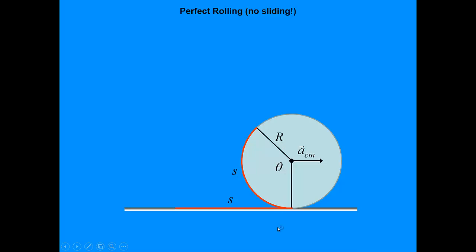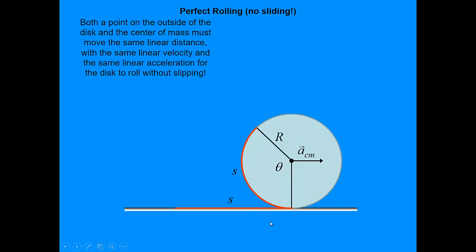And we can do a similar kind of thing with the velocity of the center of mass and with the acceleration of the center of mass. Because if this thing is going to roll without slipping, the center of mass and this point on the outside have to move the same linear distance with the same linear velocity and the same linear acceleration. Otherwise, it would slip, right, on the ground. And we're not doing that.